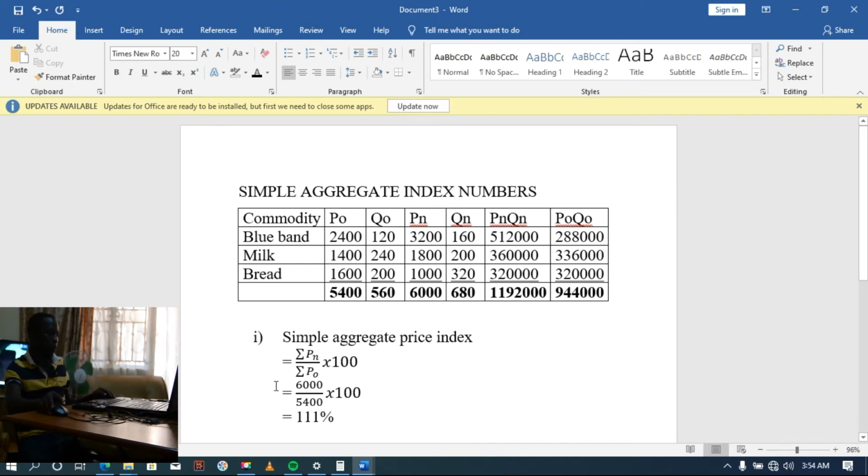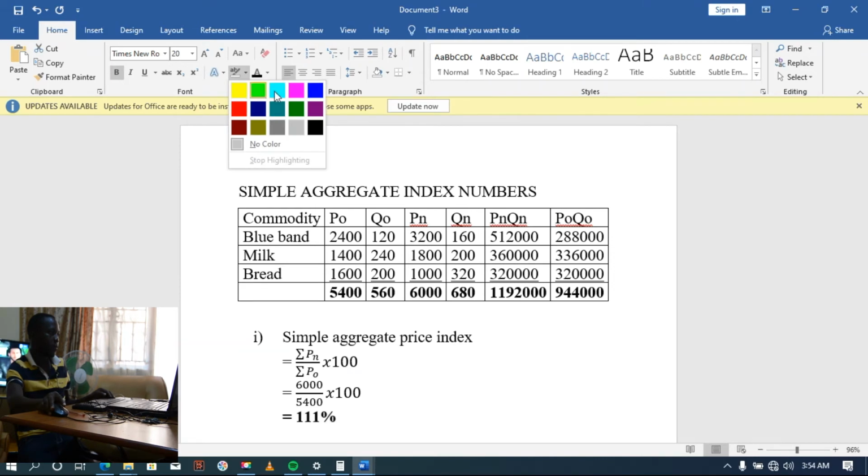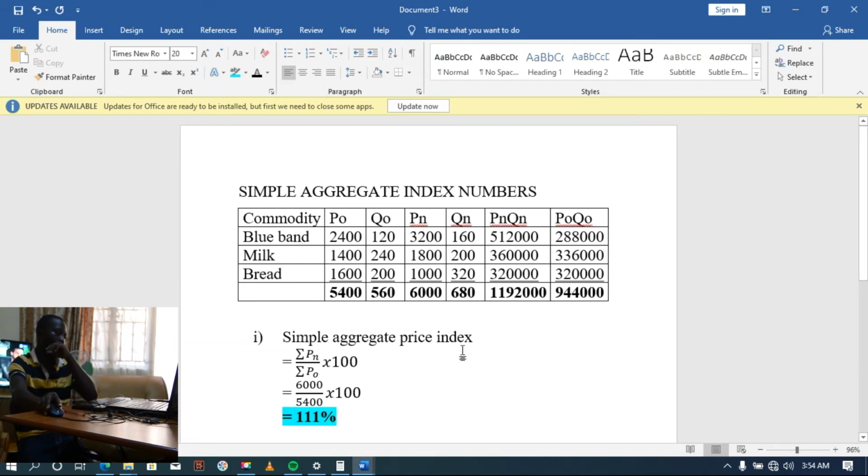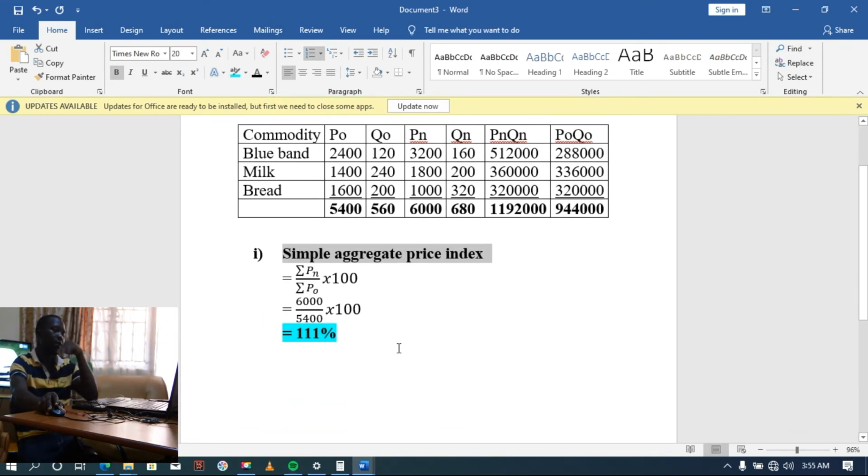111%. So implying that the simple aggregate price index is 111%. When it comes to commenting, we said whenever the index number exceeds 100, then it shows an increment in a given price or quantity. So in this case we have 111%, meaning there is an 11% increment in the prices of the commodities in the current year given the base year.